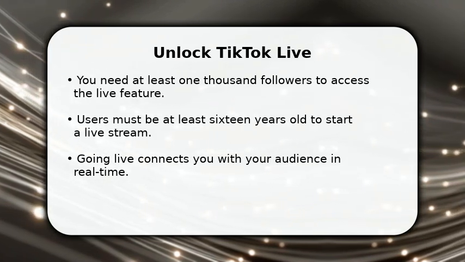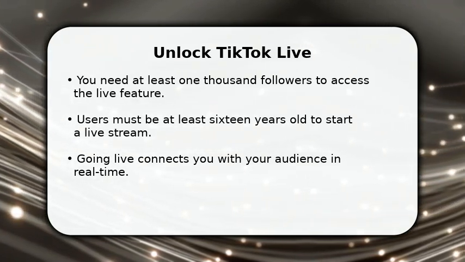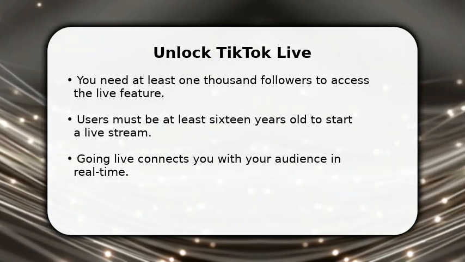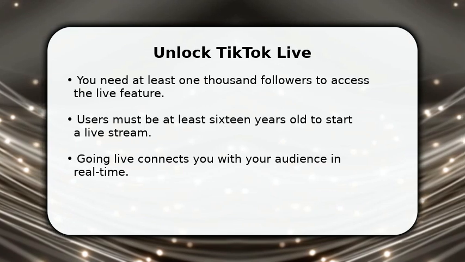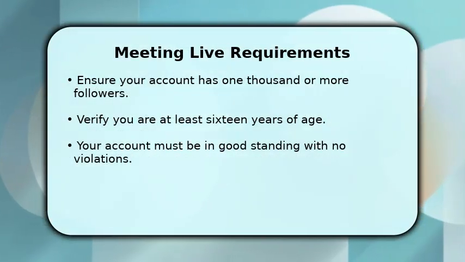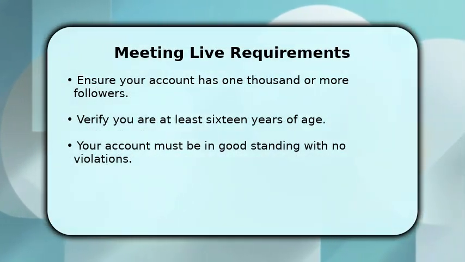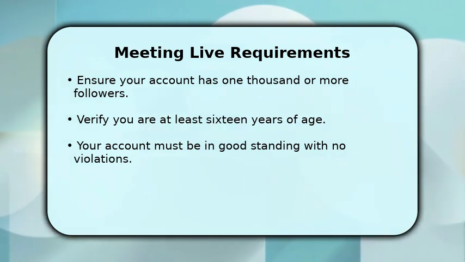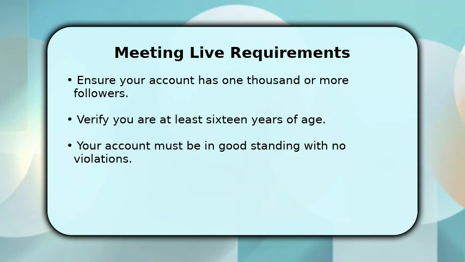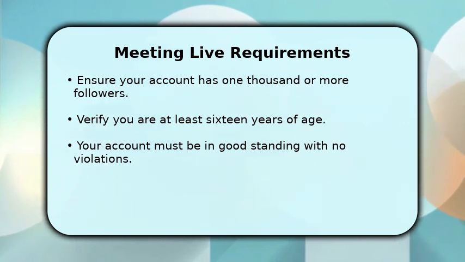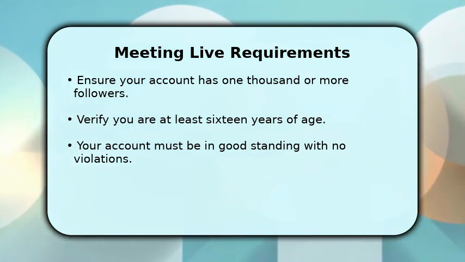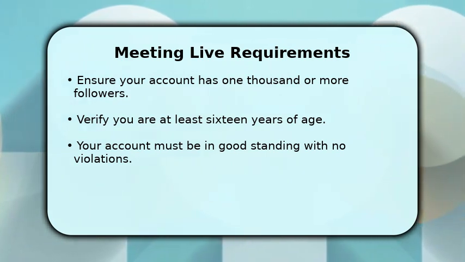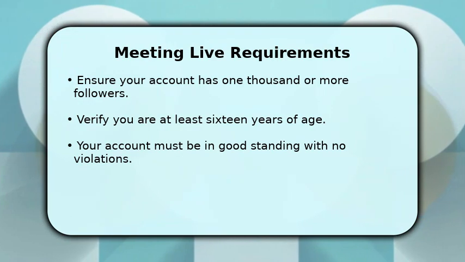Meeting these criteria unlocks the exciting opportunity to engage directly with your audience in real time, fostering deeper connections and community. To ensure you can go live, confirm your follower count is at least 1,000. It is also essential to be a minimum of 16 years old. For those 18 and older, you can also receive virtual gifts from viewers. Always maintain good account standing by following community guidelines to avoid any restrictions on your live access.